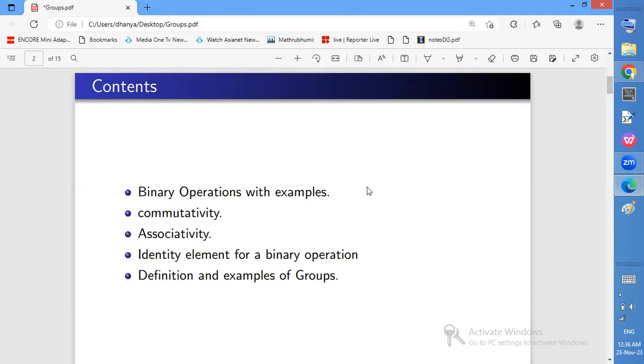These are the concepts that I am going to cover in this lecture. First, we will define binary operation on a set with examples as well as counterexamples. Then we will see commutativity of binary operation. Then we will define associativity. Next, the identity element for a binary operation. And finally, we will define groups and we will see several examples.